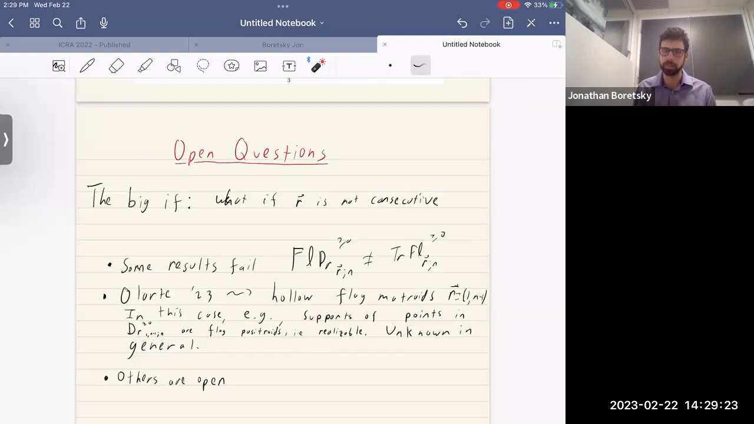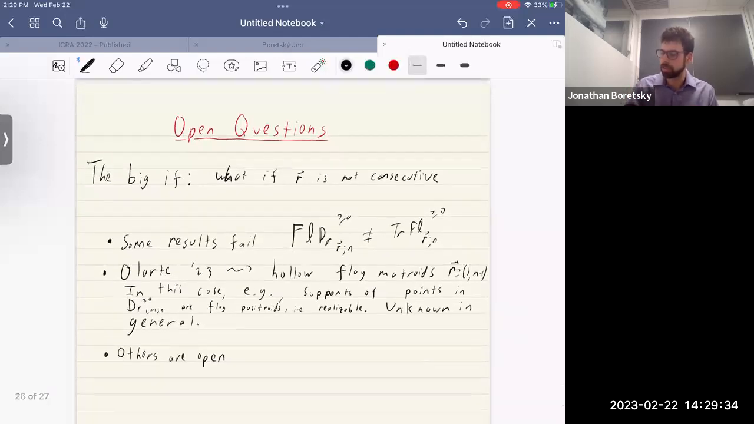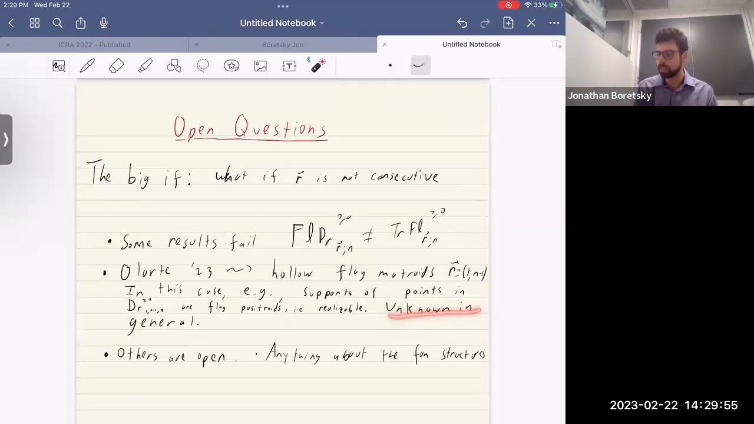It's one of the harder parts of proving the results we did prove, to show that this is true when the ranks are consecutive. So this is interesting. Other things are open. An example of something open would be pretty much anything about the fan structures. We know very little about the fan structures, even in the complete case, and even less in the non-consecutive case. And of course, there's this result up here, which I said is unknown. That would also be open for the general case, although it is now solved for the hollow flag matroids.